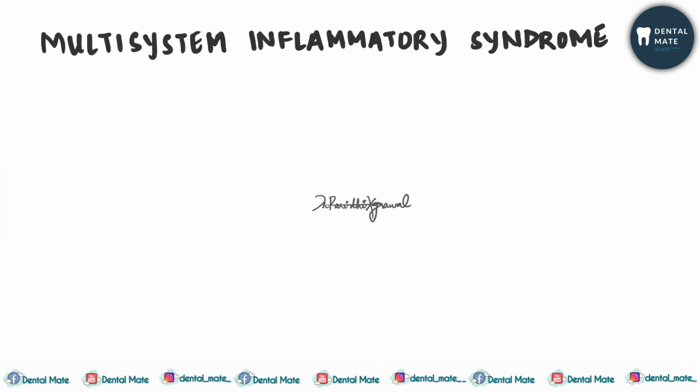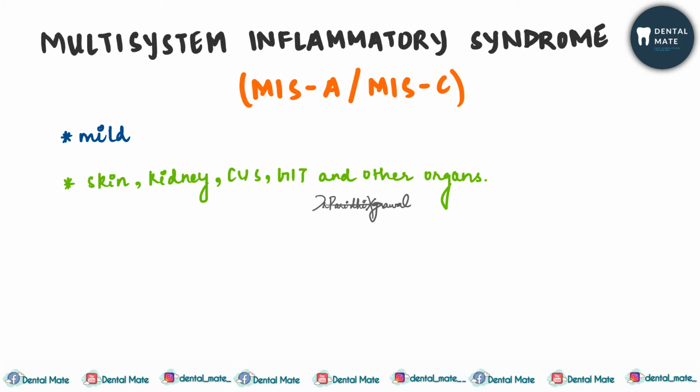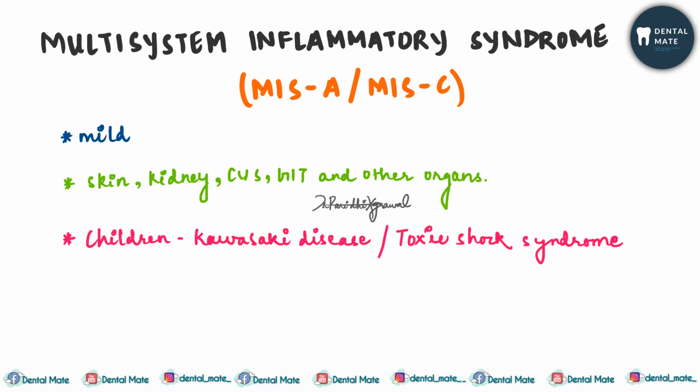Next is the multisystem inflammatory syndrome or MIS. It can be seen in adults, known as MIS-A, or in children, known as MIS-C, which is the multisystem inflammatory syndrome in children. It is usually milder. It involves skin, kidney, CVS, cardiovascular system, GIT, and other organs. MIS-C resembles Kawasaki disease or toxic shock syndrome.